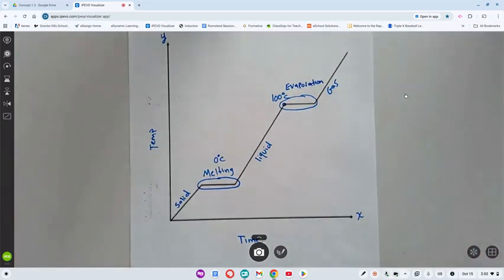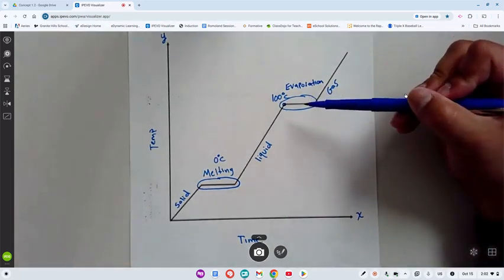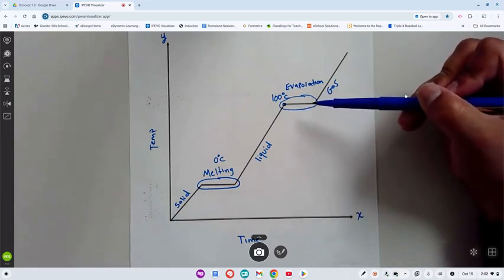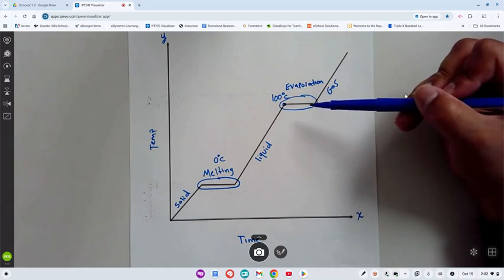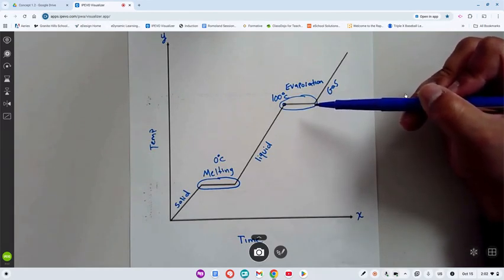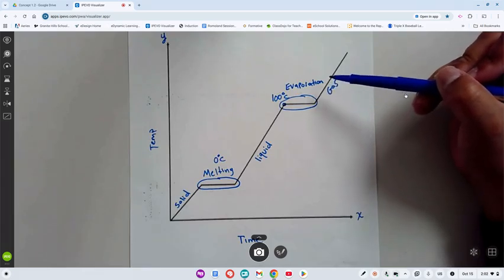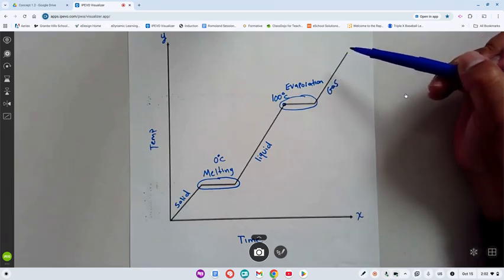Okay, and once water reaches 100 degrees, all that water in that liquid is going to stay 100 degrees. It is not going to go up more. Until all that water is gone, that water is going to stay at 100 degrees. Once all of the water reaches 100 degrees Celsius, then the temperature of the water molecules keeps going up and up and up.